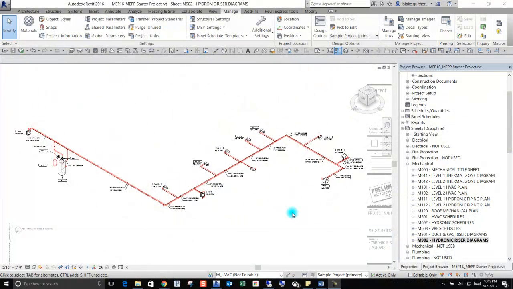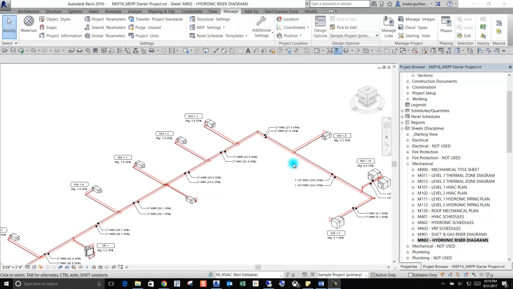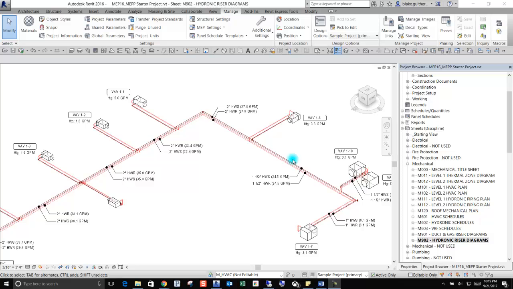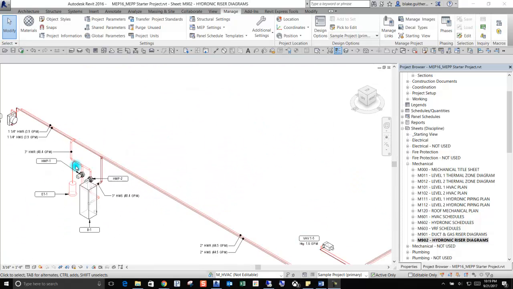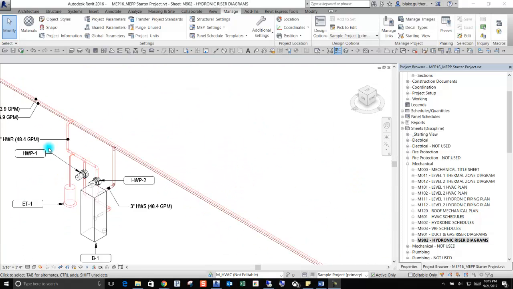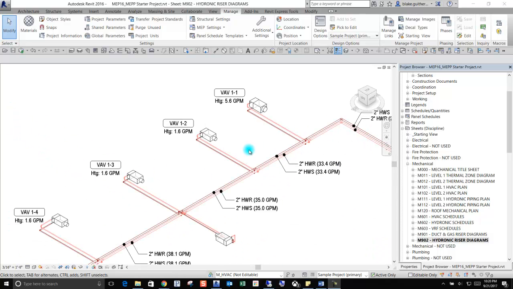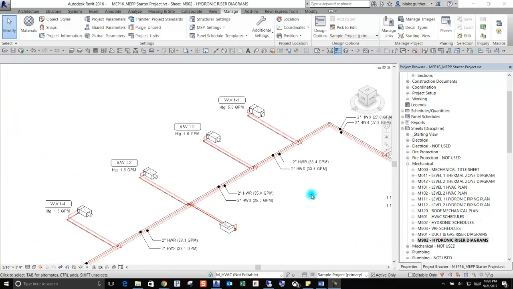In this video, we're going to be talking about velocity and flow diagrams. So I have the sample project opened up, and this is the hydronic riser diagram that we're going to start with first. As you can see, there's GPMs throughout the entire system, all the way back to the pumps and even into the boiler. So now these GPMs can be used in Revit with Pipe Sizer to size the pipes based upon a velocity or pressure drop. Otherwise, these GPMs can be used by the designer with third-party tools for sizing pipe.